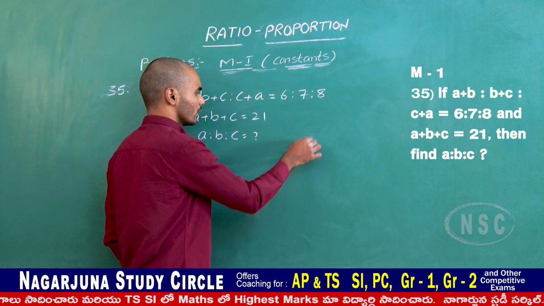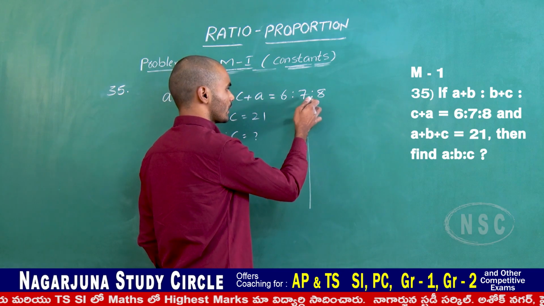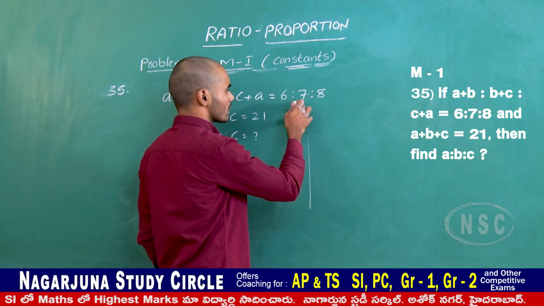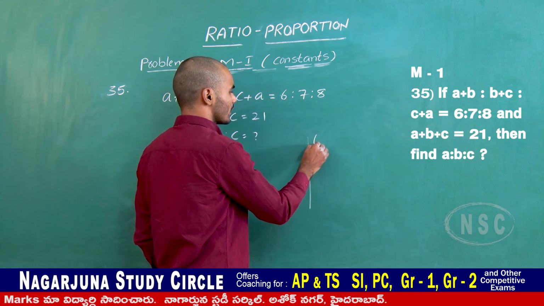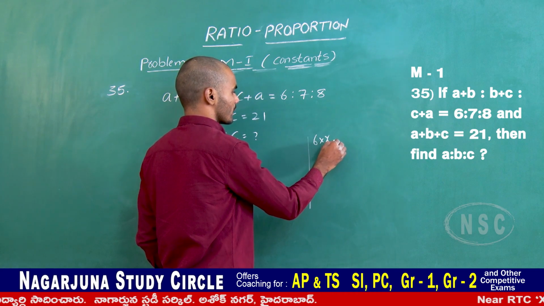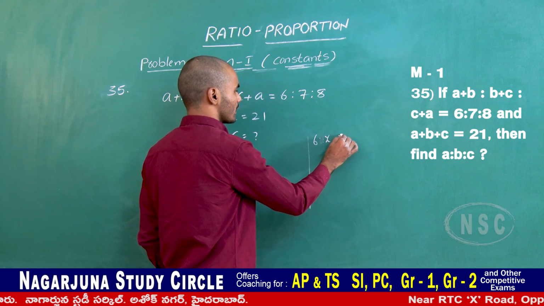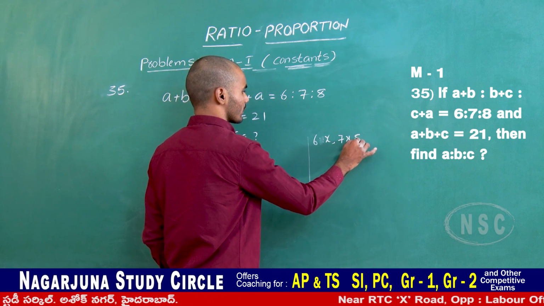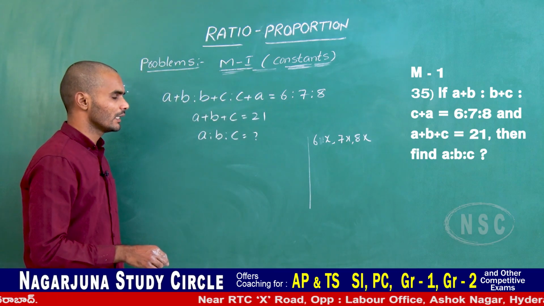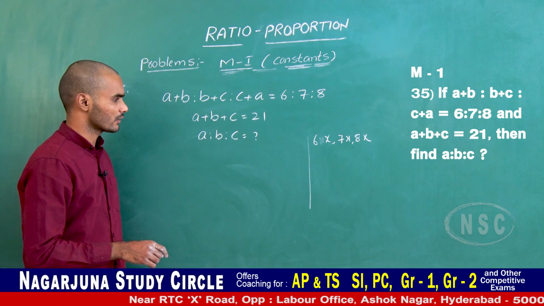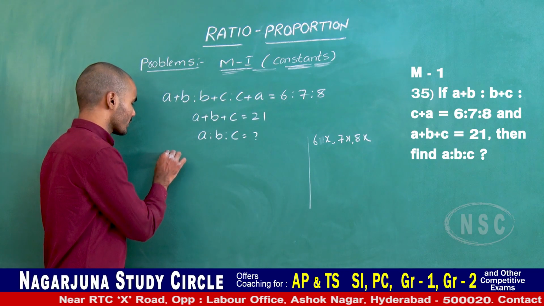Already I said these are ratios, not numbers. So when a ratio changes to numbers, the ratios are multiplied with some constants: 6x, 7x, 8x. A plus B plus C, if you add them, the answer comes. But don't process it that way, it's a waste of time. If you can tell by looking, then use the options.